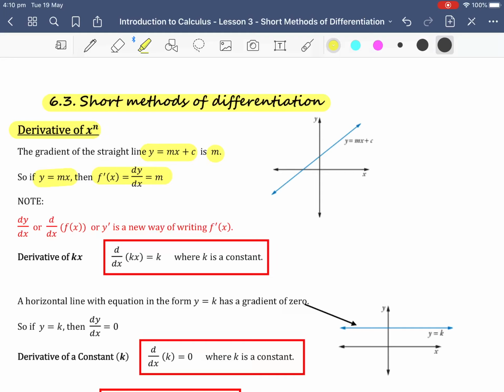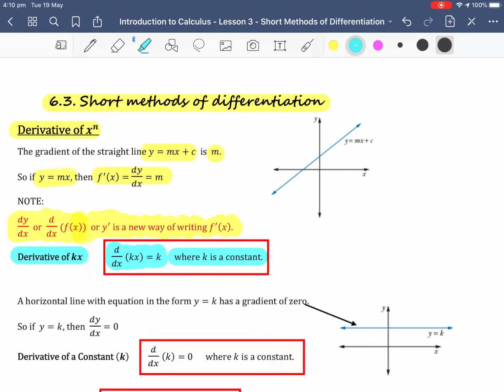We need to note that dy on dx, or d on dx of our function f of x, or y dash, is a new way of writing f dash x. So we have the derivative of kx, which is when we differentiate, so d on dx of kx just equals k. This is where k is a constant.